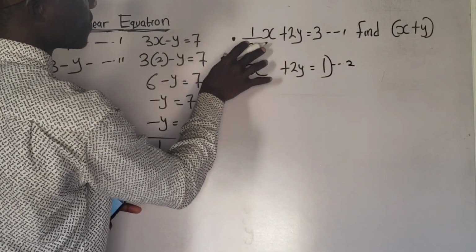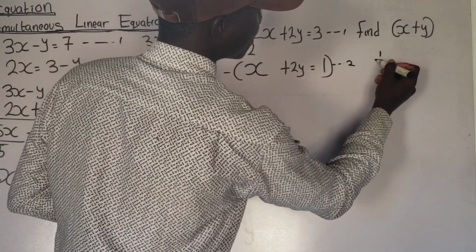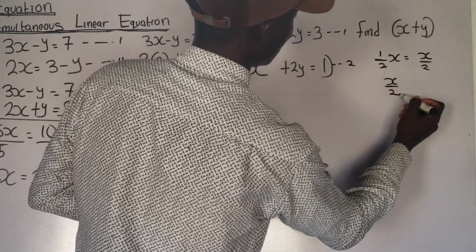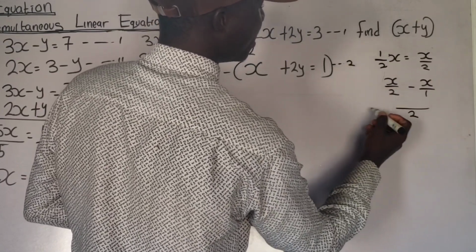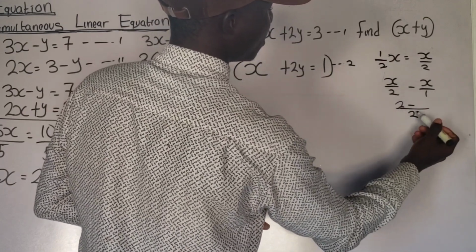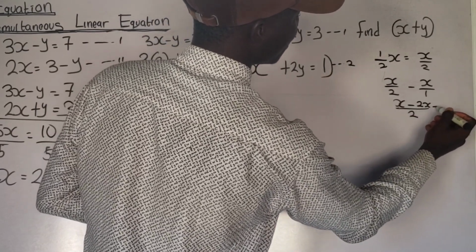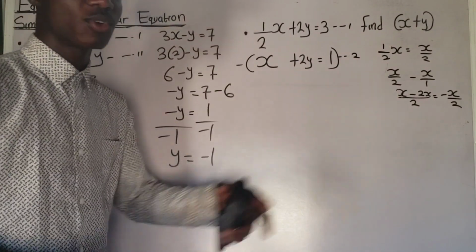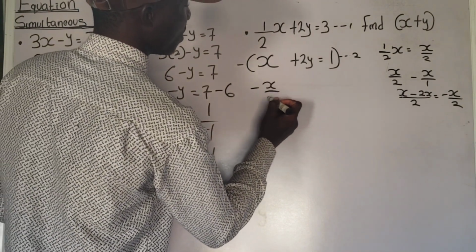Now, half of x minus x. Don't forget that half of x is also the same thing as x over 2. So x over 2 minus x. This is x over 2 all over x over 1. The LCM is 2. So I'm going to have x minus 2x. In this case, I'm going to have minus x over 2. The reason why I show this step is because I want you to understand.